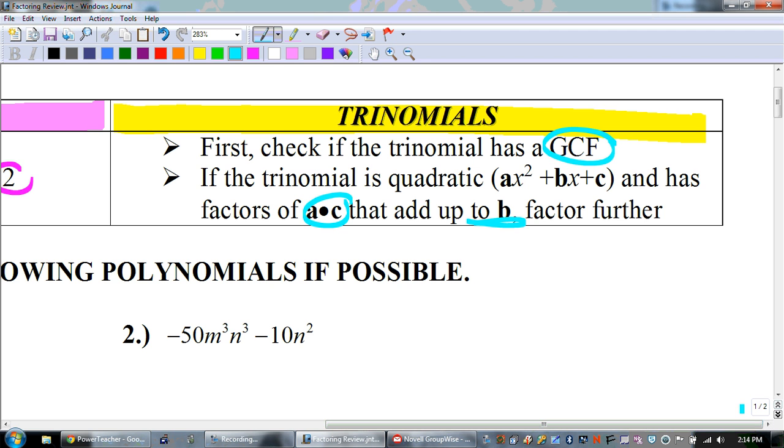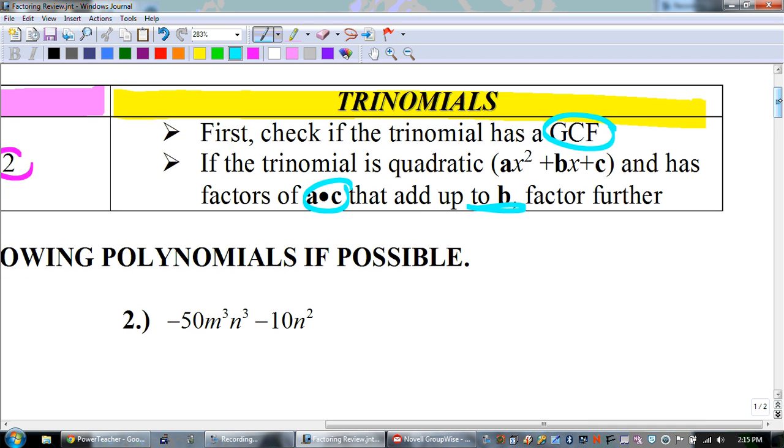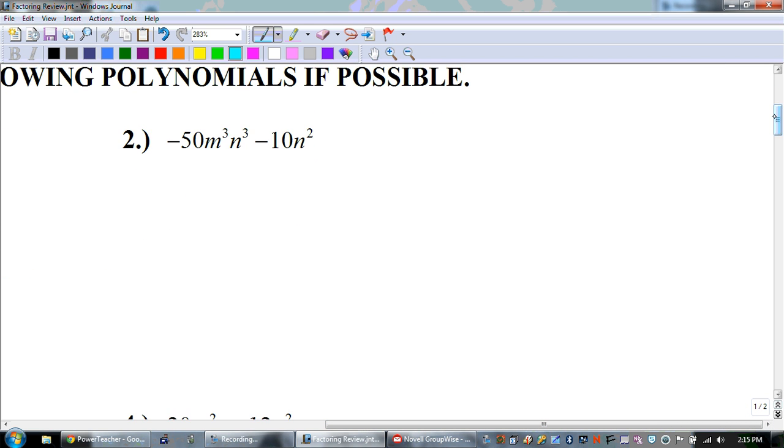Now, the bell has rung, which means it is time to get started. So we're going to be doing the evens together. The odds you're going to have to do all on your own. So let's do it. Number 2, is there a GCF?